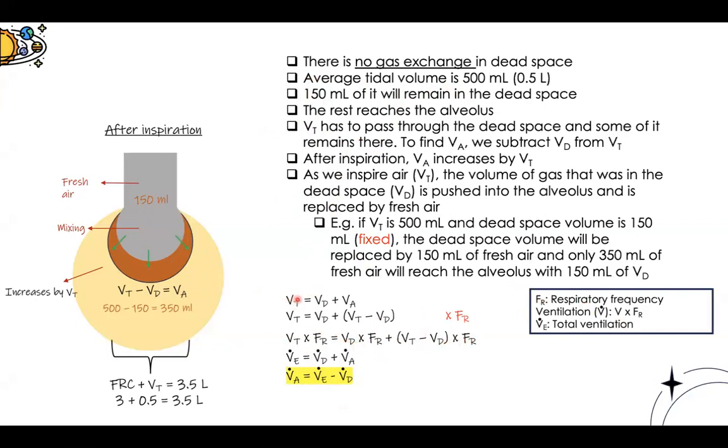So basically, tidal volume is equal to dead space volume plus alveolar volume, because it gets divided between the two, right? And alveolar volume we said was tidal volume minus dead space volume, and that is VA. If I multiply by the respiratory frequency, I can get total ventilation, ventilation of dead space and ventilation of the alveolus. Essentially, I get this equation. So if I want the ventilation in the alveolus, I can subtract dead space ventilation from total expiratory ventilation. Okay, is that clear?